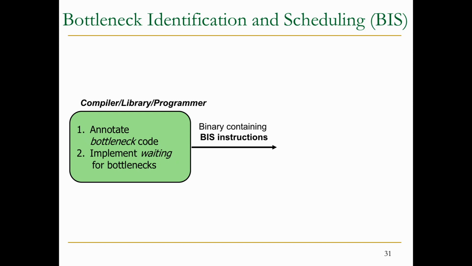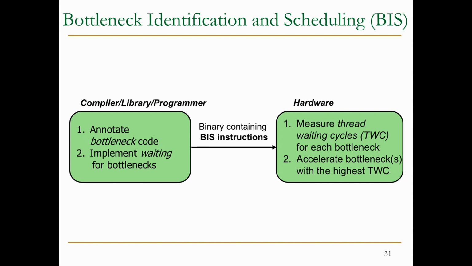Basically, if some code waits for a bottleneck, you increment some counters. So you need some support for it. And then you basically generate a binary containing these instructions that do these annotations. And while the hardware is executing, it sees a potential bottleneck. It records how many cycles this potential bottleneck has caused other threads to wait. This is called thread waiting cycles. It records, for each possible bottleneck, how much waiting it has caused to other threads. And at some point, it figures out, oh, there are some bottlenecks that lead to a lot of thread waiting. As a result, it accelerates them. That's the idea. Hopefully, it's a very simple idea.